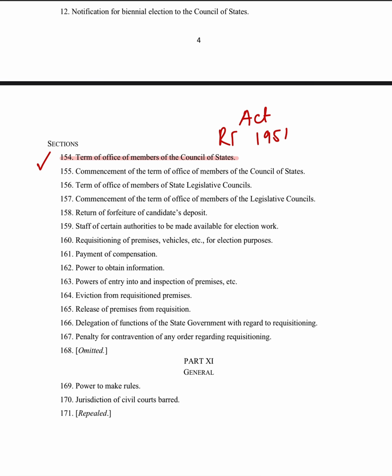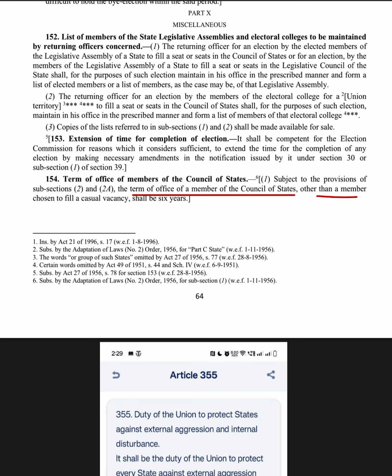So what is written? See 154. Subject to the provisions of this Act, the term of the office of the members of the Council of State, other than the member chosen to fill a casual vacancy, shall be 6 years.